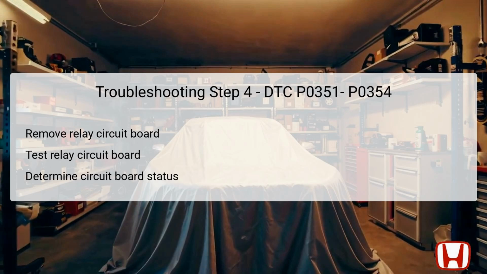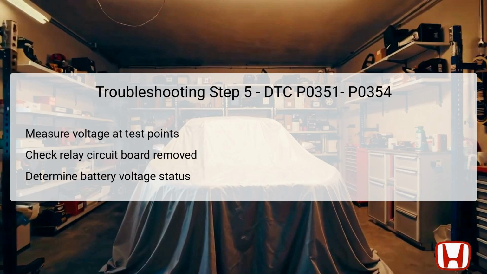However, if it is not functioning correctly, replacement is necessary to resolve the ignition circuit issues. Continue through the steps to ensure that any underlying problems are properly diagnosed and addressed. In Step 5, turn off the vehicle again and prepare to measure the voltage between specified test points.